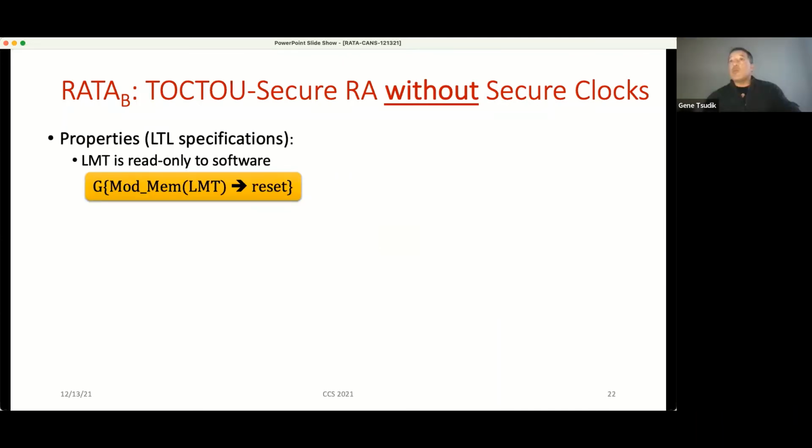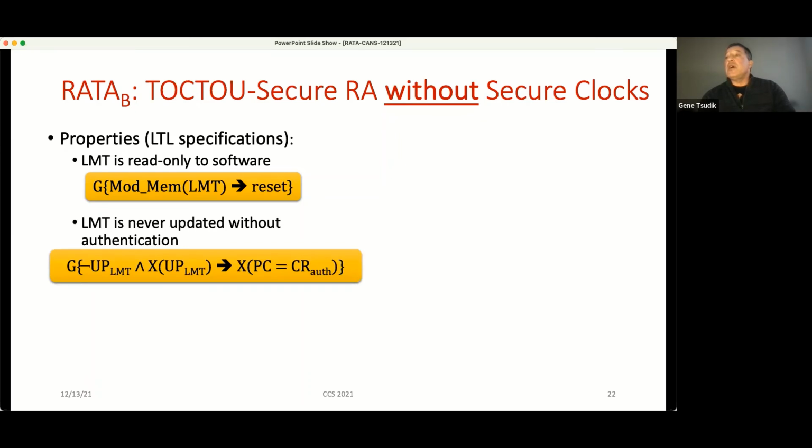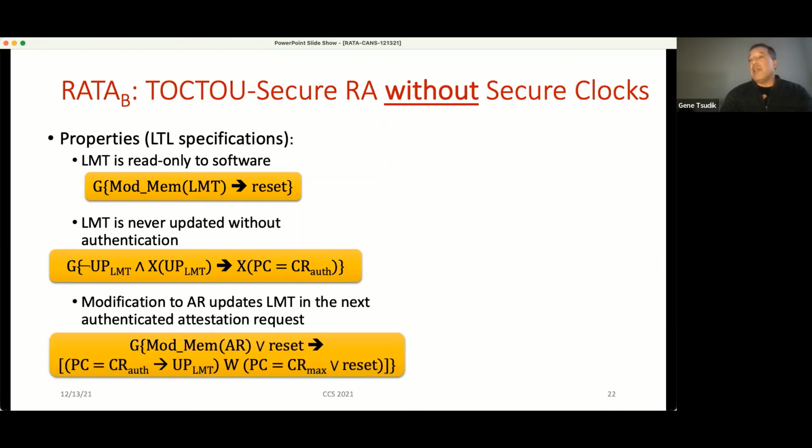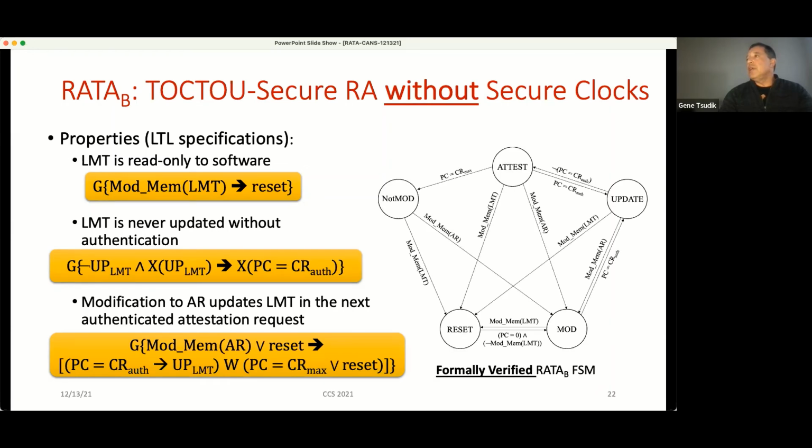And this requires as well some LTL statements, a little more involved than the ones you saw with RATA-A. I'm not going to go into those in detail, but I refer you to the paper. And of course, I'm happy to make these PowerPoint slides available. But as you can see here, without a clock, the finite state machine is quite a bit more involved.